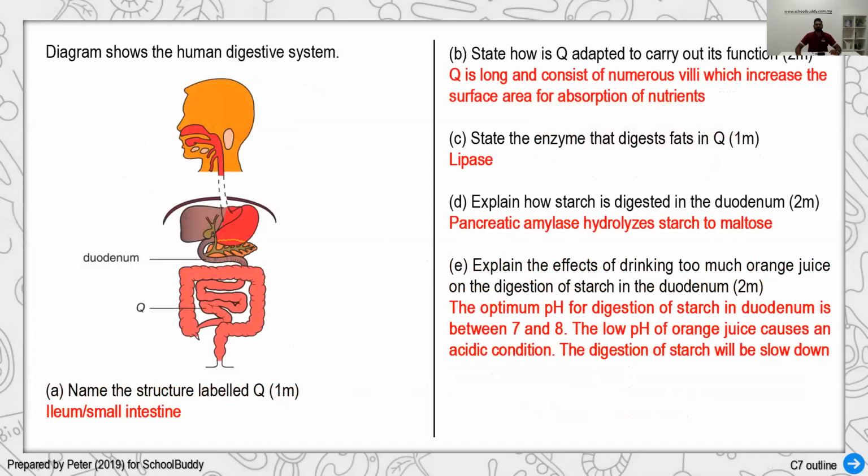This is the complete digestive system of a human. Okay, starting from the mouth, later going to the stomach. Here we have the small intestine and large intestine. Finally, it ends up with the anus. So we are going to see the first question.